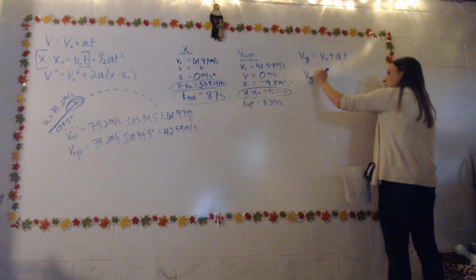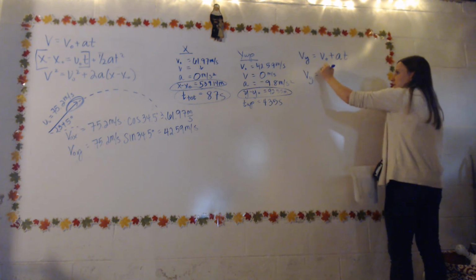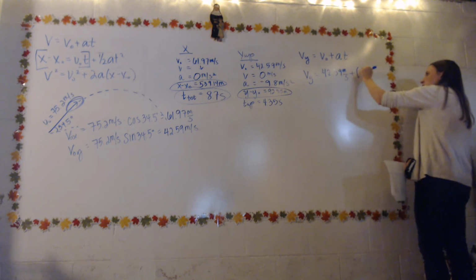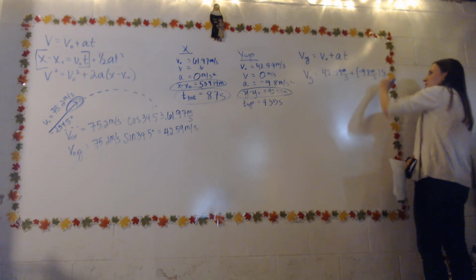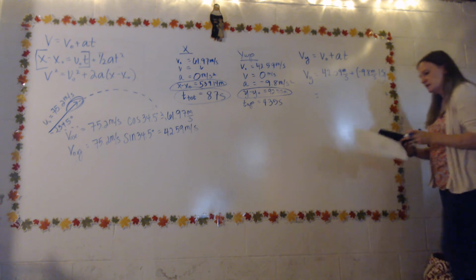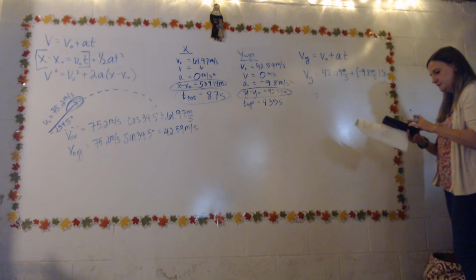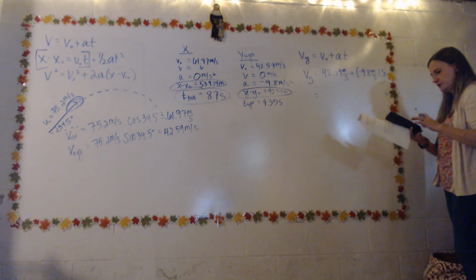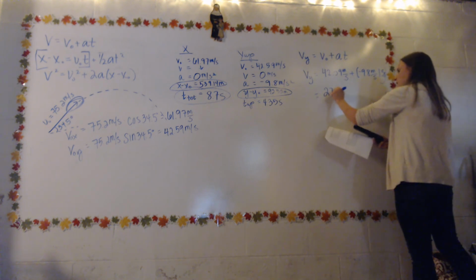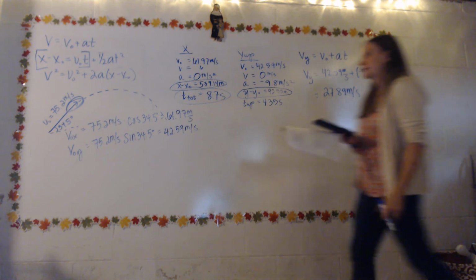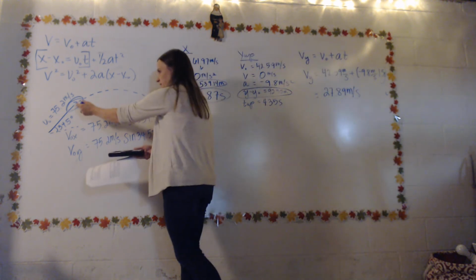So 1.5 seconds after firing, the velocity in y is the initial in y, 42.59, plus a, which is negative 9.8, times t, which is 1.5 seconds. That's the time they're asking us about. This gives me a velocity in y that should be positive because it's still going up. Should be slower because it's slowing down. Yeah, I get 27.89 meters per second.